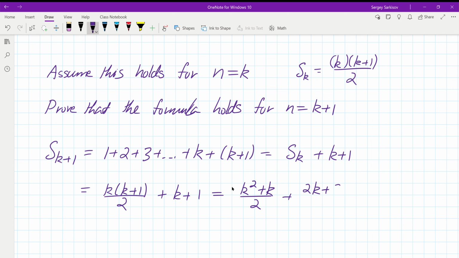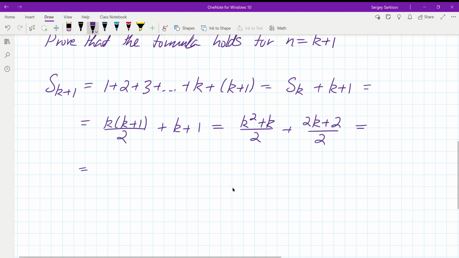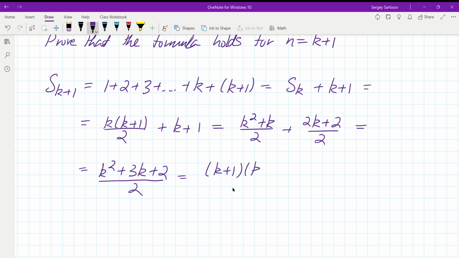2k plus 2 all over 2, right? Make this 2 over 2 times top and bottom. And so now we have equals, let's just see, what is that? All over 2 we have k squared plus 3k plus 2, right? See that, all that added up, and then all over 2. And that's equal to k plus 1 times, if you factor it, k plus 2, right?